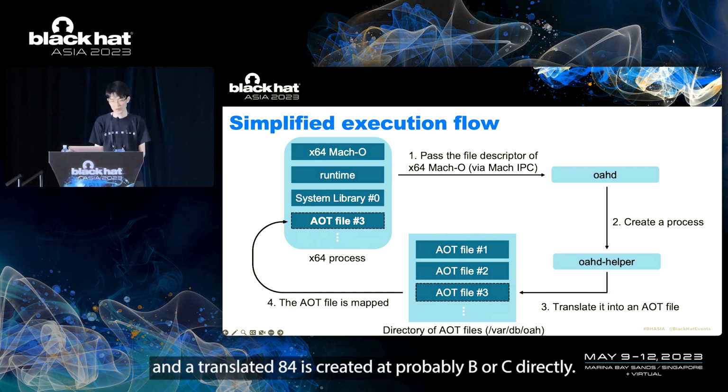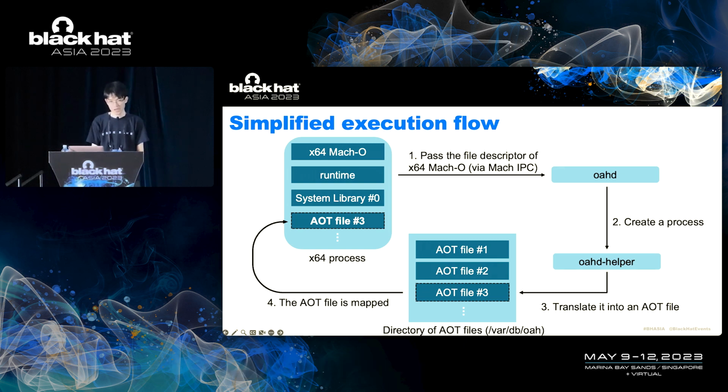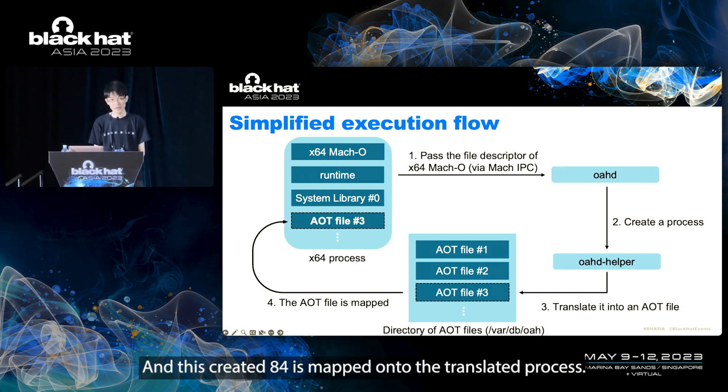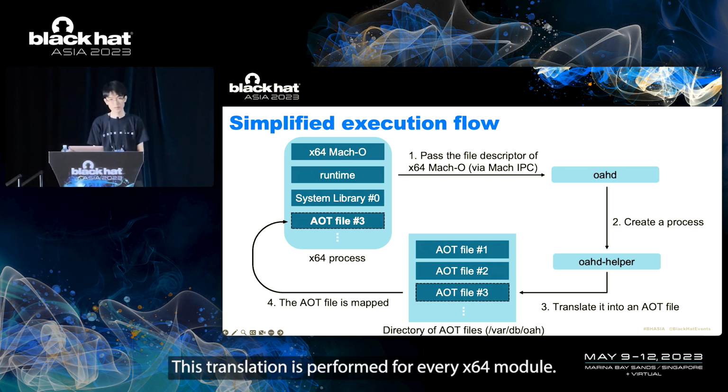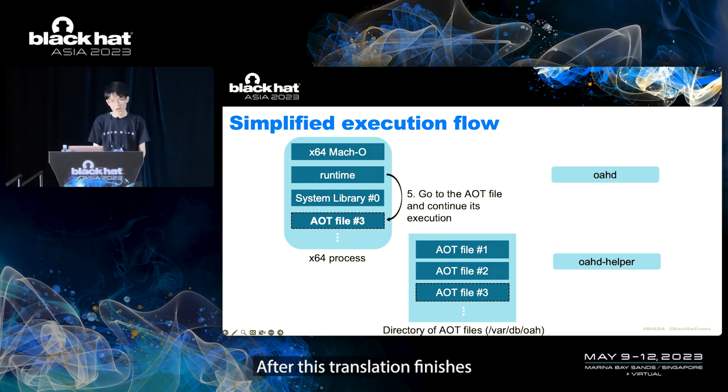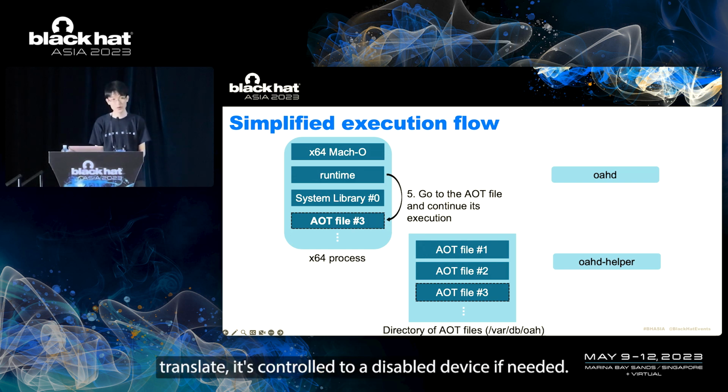And the translated AOT file is created in the /var/db/oah directory. And this created AOT file is mapped onto the translated process. This translation is performed for every x64 module if there are no previous translation results. After this translation finishes, the Rosetta 2 runtime transfers its control to these AOT files if needed.